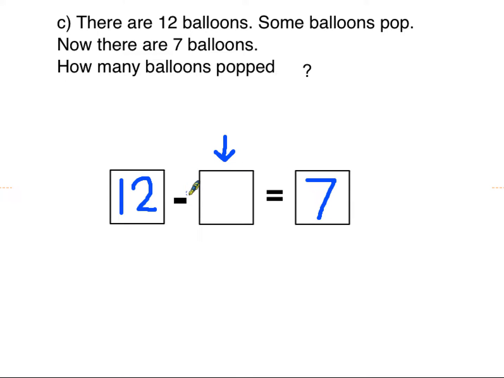So you could do 12, take away 7. Or you could go from 7 and count up to 12. To me, that's easier. Ready? 7, 8, 9, 10, 11, 12. 5 fingers up.